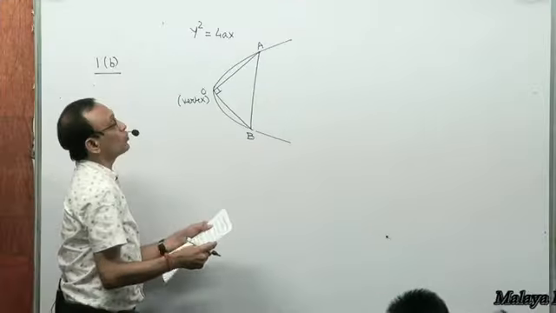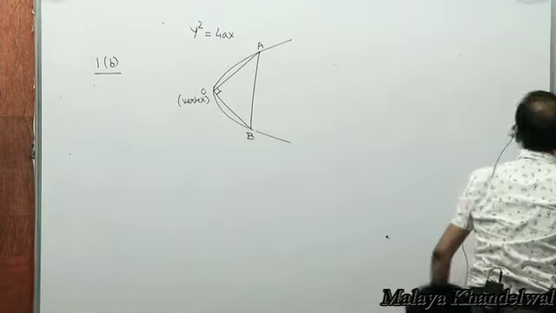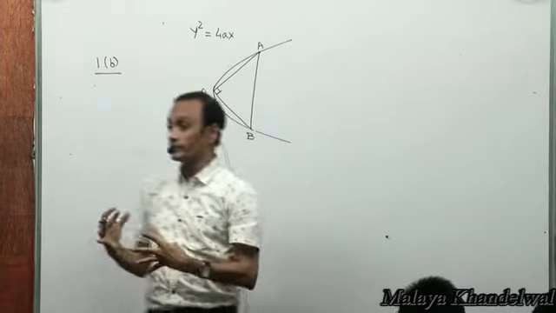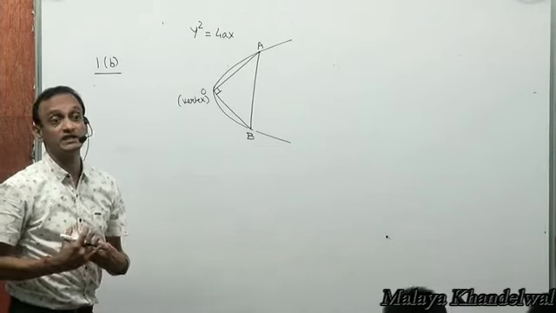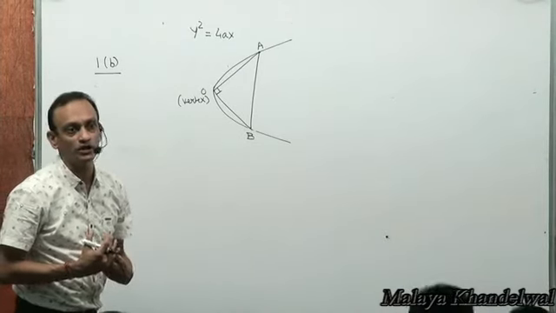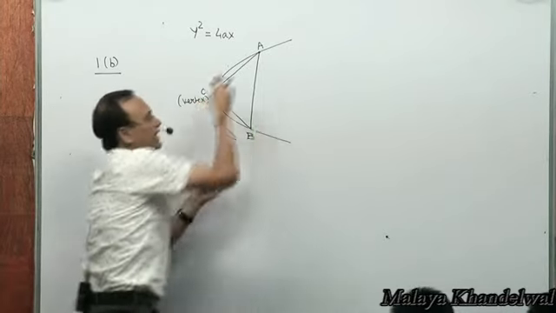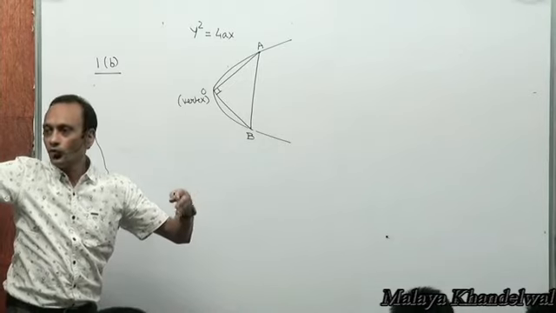We want to find the locus of the circumcenter of triangle OAB. It's a right angle triangle. Where will its circumcenter be? The midpoint of the hypotenuse. The midpoint of the hypotenuse would be its circumcenter. Yes or no?